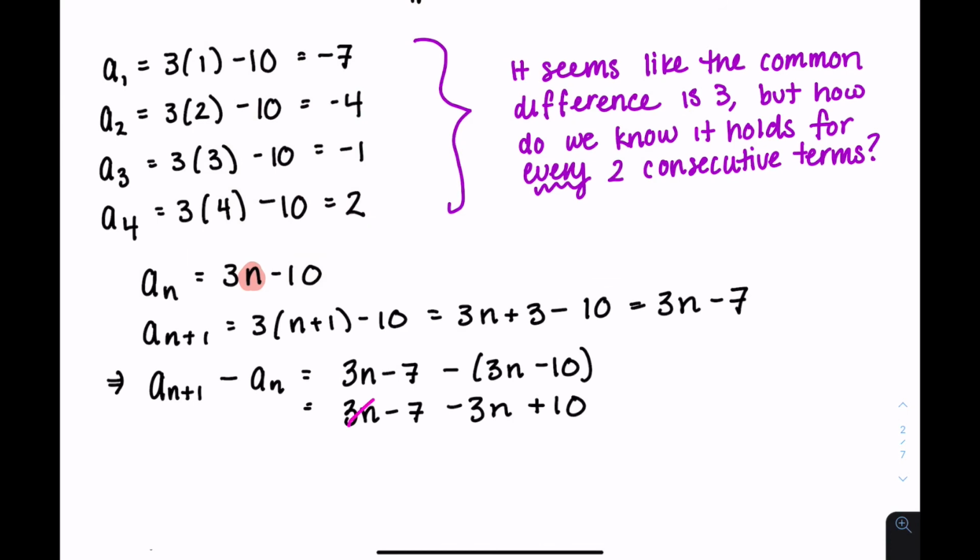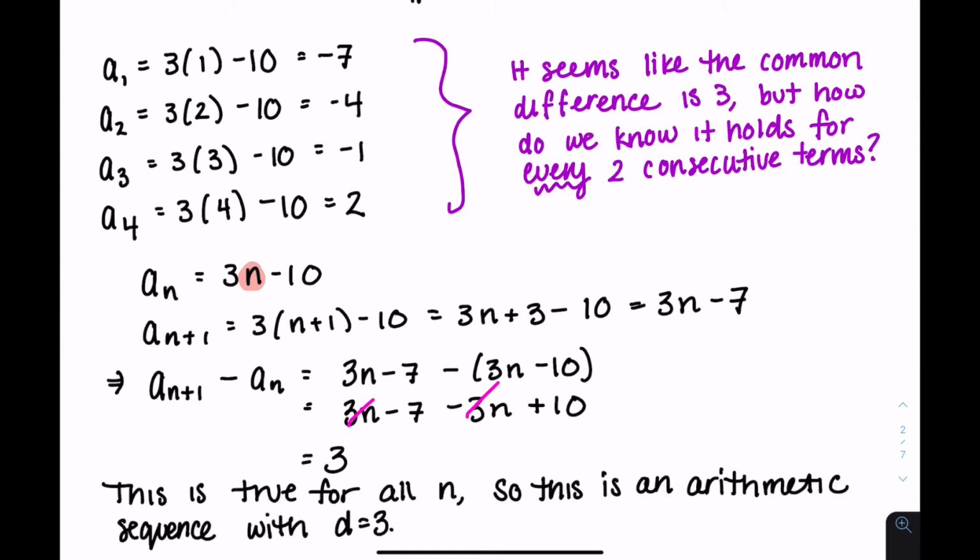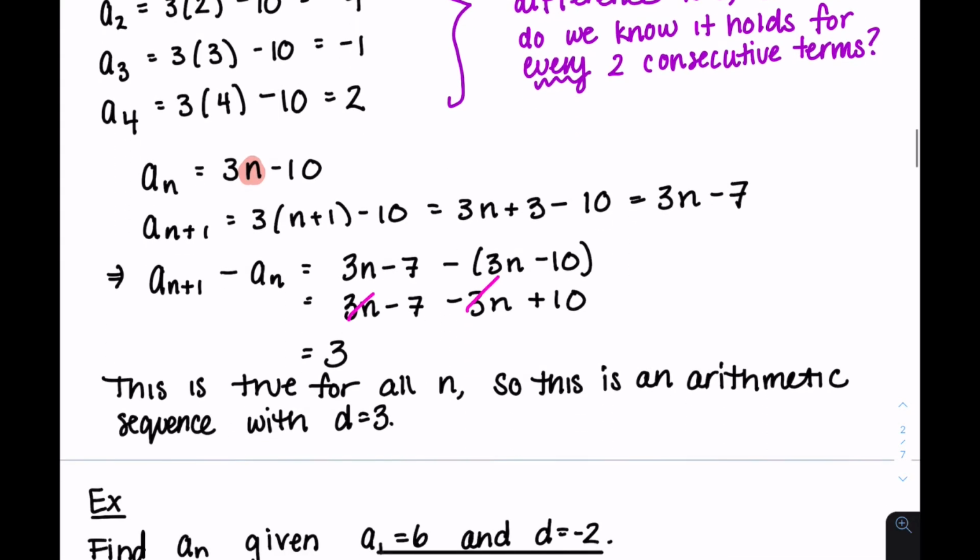So the 3n's end up canceling. Negative 7 plus 10 is 3. So this holds true for all n. The difference between any two consecutive terms is 3. So it is an arithmetic sequence with a common difference of 3. Okay? So this is your way to actually prove it's arithmetic.